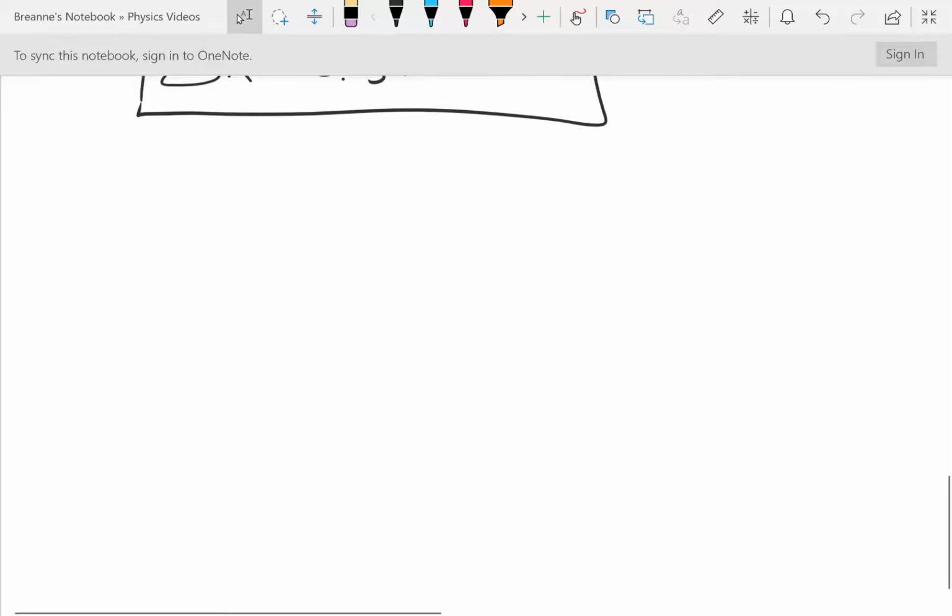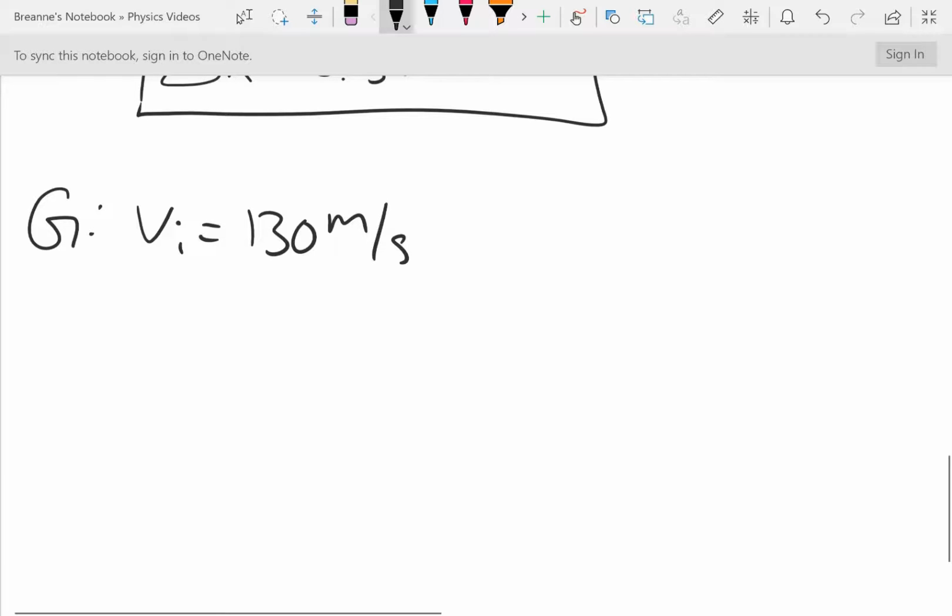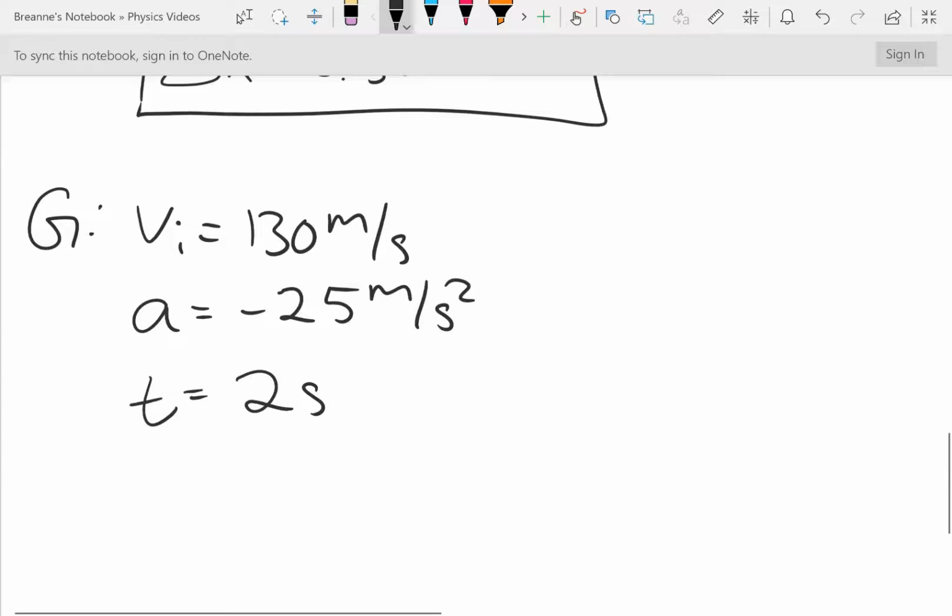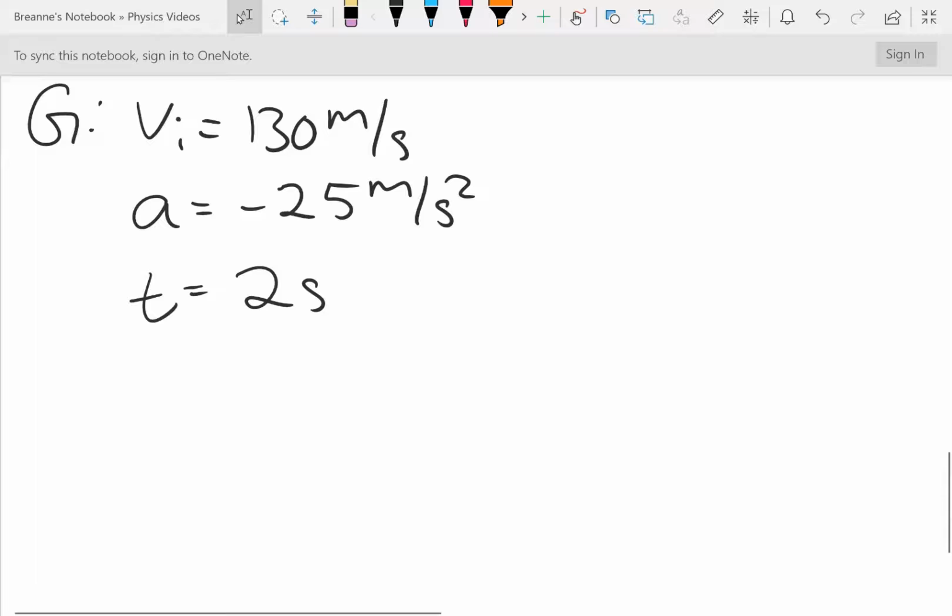Question 3. Question 3 is asking for the velocity of the car after 2 seconds. So our initial velocity still stays the same, 130 meters per second. Our acceleration still stays the same, negative 25 meters per second squared. But in this case, our time is 2 seconds. We want to know how fast it's moving after 2 seconds. And since we want how fast, that's velocity, so that'd be our final velocity.